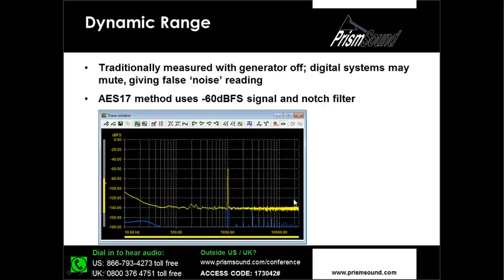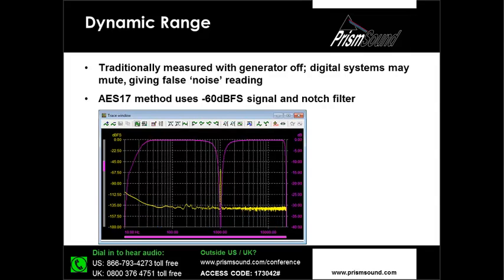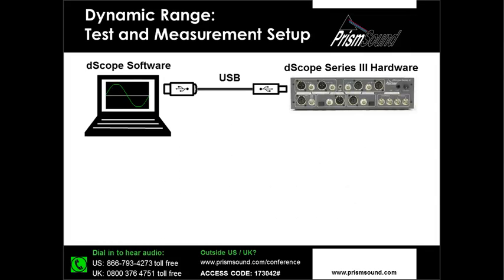and if I re-measure that device, just measuring it with an input signal of 60 dB below full scale, then what we tend to see here is that we get a nice clean noise floor, because all the distortion products are now below the noise floor, and we can simply apply a notch filter to remove that tone and give us a measure of the noise floor in the presence of a low level signal so that the converter doesn't mute.